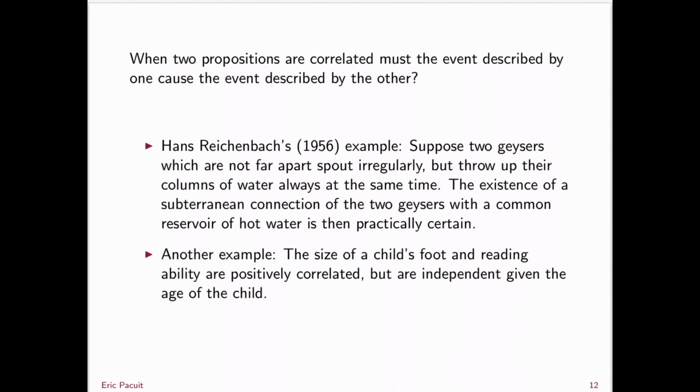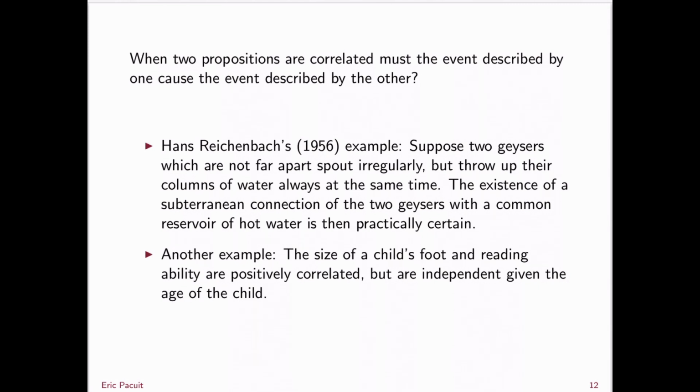Of course, the inference you're going to draw is not that the spouting water in one geyser somehow causes the second geyser to spout water, but rather that there must exist a subterranean connection of the two geysers with a common reservoir of hot water. That becomes certain. So the fact that there's a common cause becomes certain.